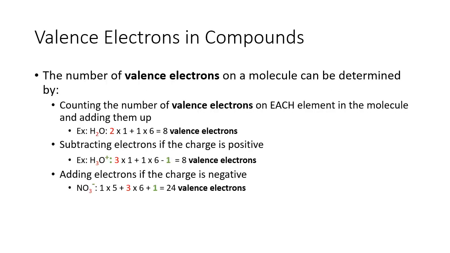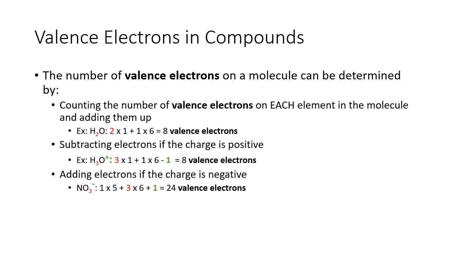All right, so what if we want to count the valence electrons in compounds? The number of valence electrons on a molecule can be determined by counting the number of valence electrons on each element in the molecule and adding them up. So for example, if you want to do water, H2O, you would say I have 2 hydrogens, each of them with 1 electron, so 2 times 1, plus 1 oxygen times 6 valence electrons. 2 plus 6 is 8 valence electrons on water.